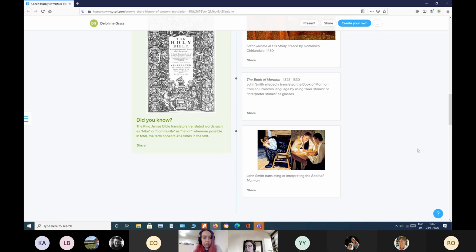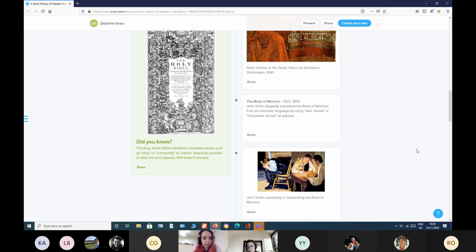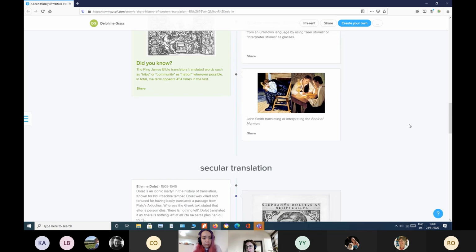Then we have the example of the Book of Mormon, and again, to make people believe that the translation of the Book of Mormon was God-inspired. The legend goes that Joseph Smith translated the Book of Mormon from an unknown language by using seer stones, sometimes called interpreter stones, as glasses. And so he could interpret the word of God directly.